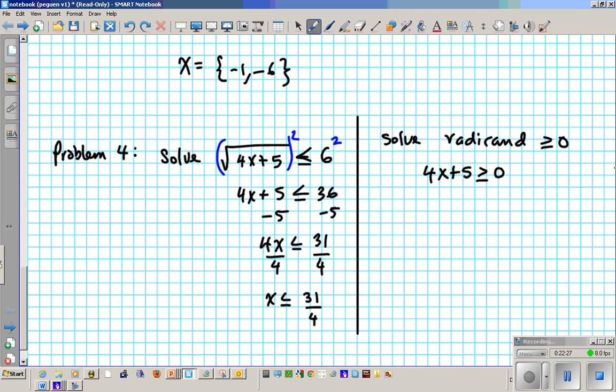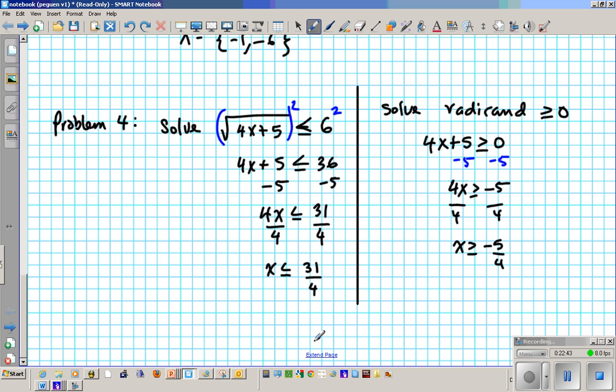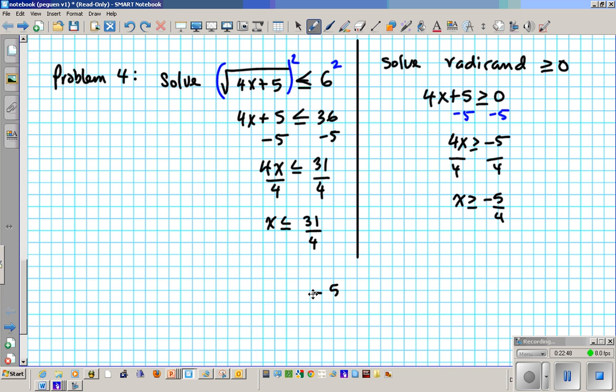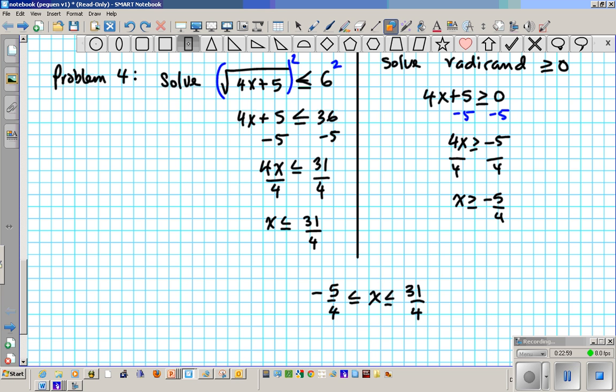So let's solve that. Minus 5 from both sides: 4x is greater than or equal to negative 5. Divide both sides by 4. You're going to have x is greater than or equal to negative 5 over 4. So we're going to stitch these two answers together for a final answer. Our final result is negative 5 over 4 is the lower bound, less than or equal to x, which is less than or equal to 31 over 4. There goes our result. Okay?